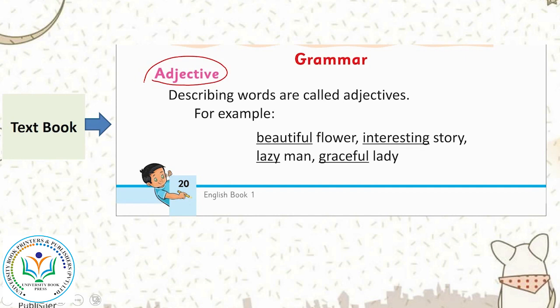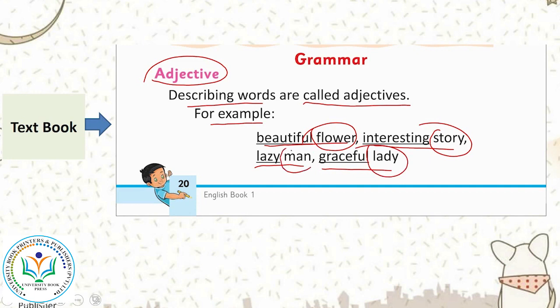So let's discuss what adjectives are. Describing words are called adjectives. For example, beautiful flower, interesting story, lazy man, graceful lady. As you can see, we have 4 nouns here: the flower, the story, lady and man. A noun names a person, place, thing or idea. It can be anything. So we have 4 nouns here, and beautiful, interesting, lazy and graceful are describing words here, which are describing the nouns.